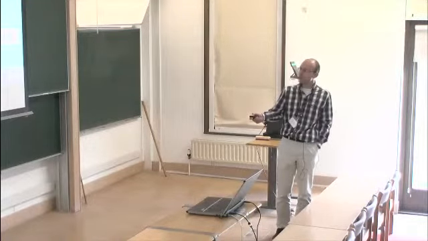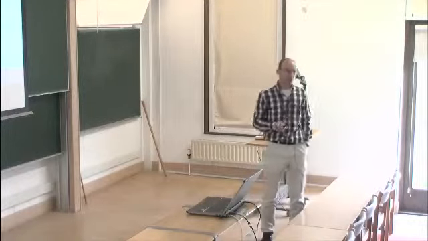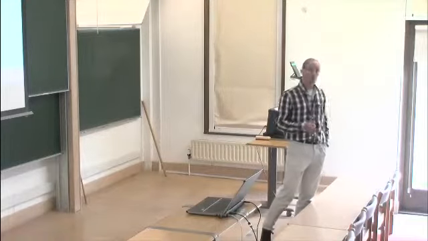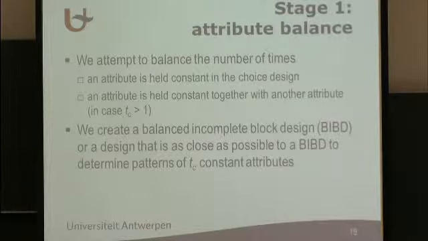First of all, stage 1. What do we do in stage 1? What is attribute balance? Well, in the attribute balance approach, we try to make sure that every attribute is held constant equally often, and on top of that, we try to make sure that the number of times an attribute is held constant together with any other attribute is constant also. And people who are familiar with balanced incomplete block designs will immediately recognize these two requirements that we have here. Balanced incomplete block designs satisfy these two requirements.